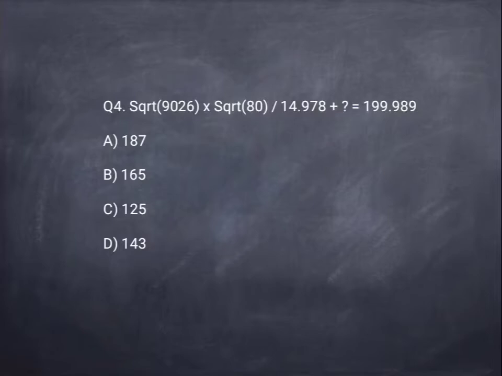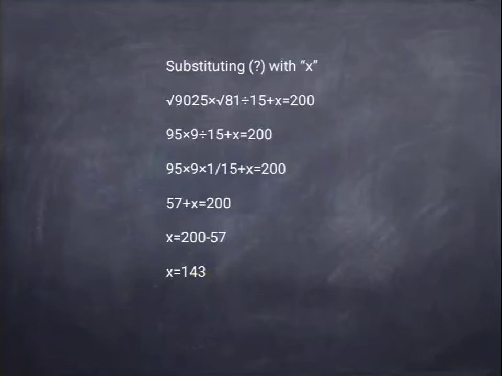Square root of 9026 into square root of 80 divided by 14.978 plus what is equal to 199.989. Option A 187, option B 165, option C 125 and option D 143.